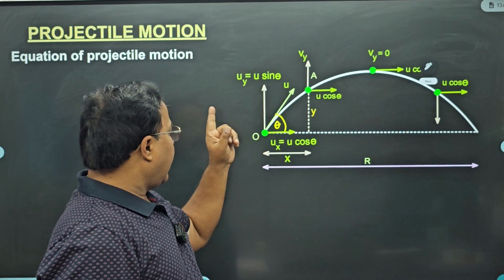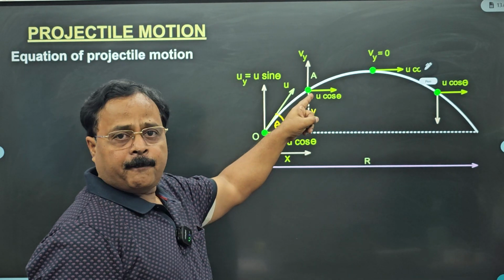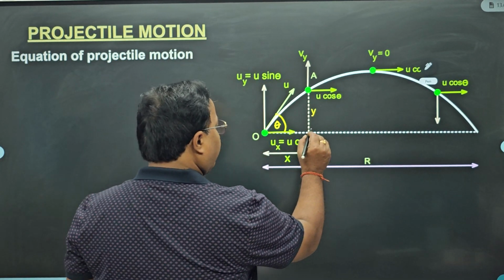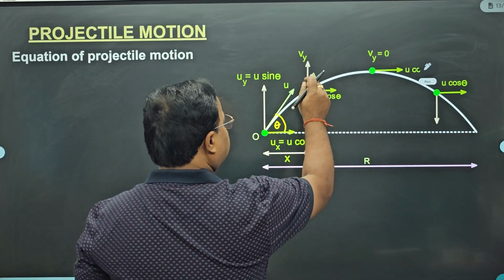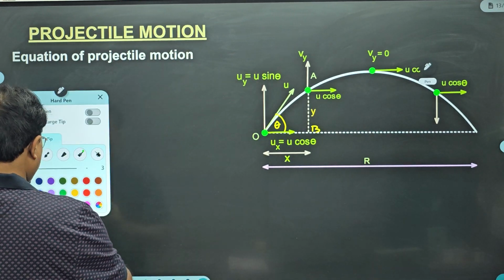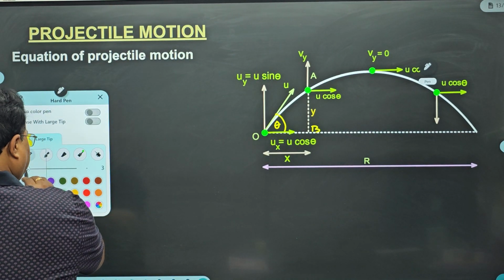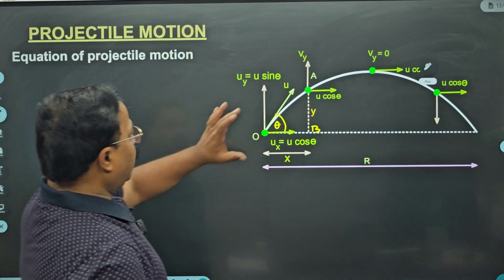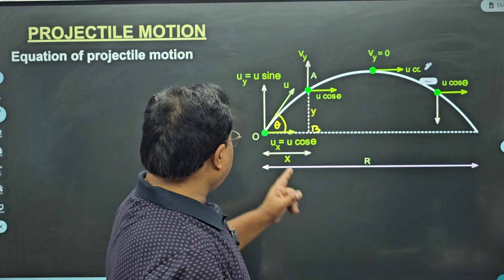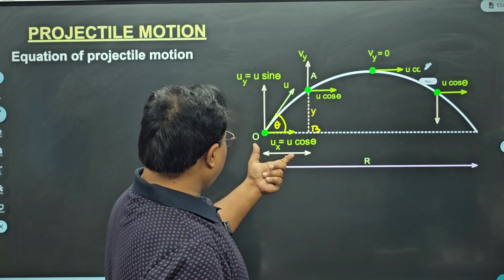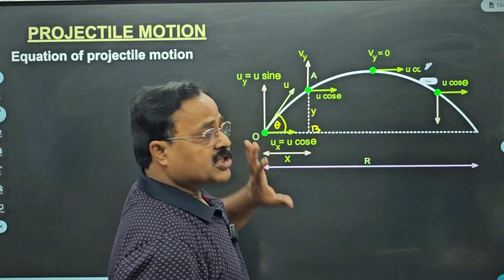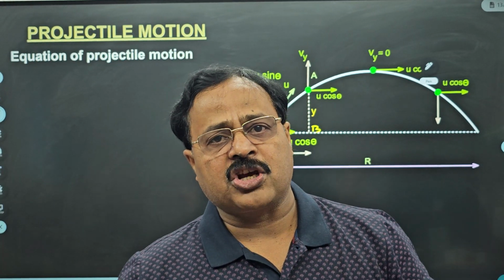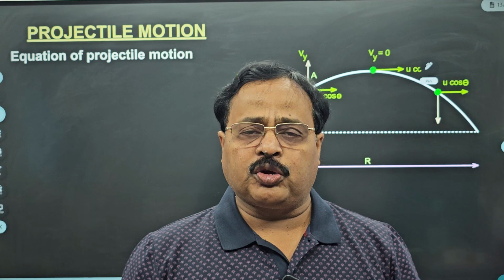During its movement from O to A, the body under projectile motion covers a horizontal displacement OB equal to x, and a vertical displacement BA equal to y. So, in time t, the projectile moves from O to A. During this time, the horizontal distance covered is x and the vertical distance covered is y. The relationship between y and x is called the equation of projectile motion. This is what we are going to derive today.